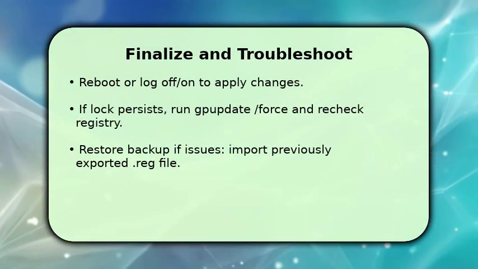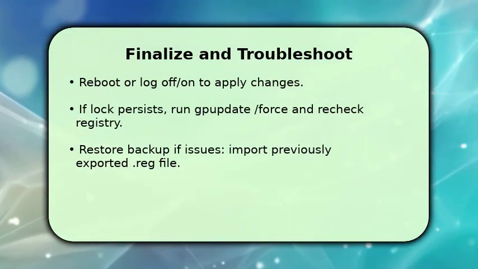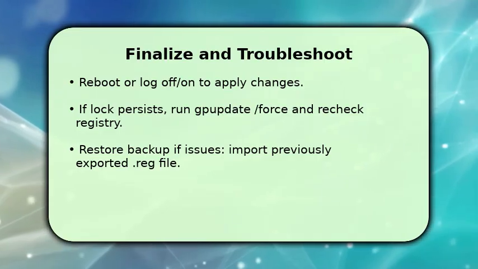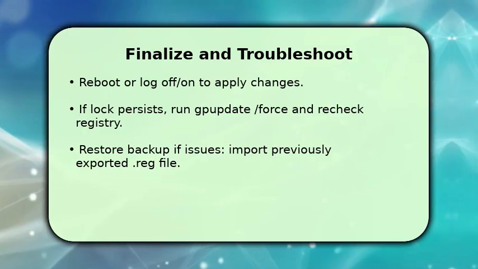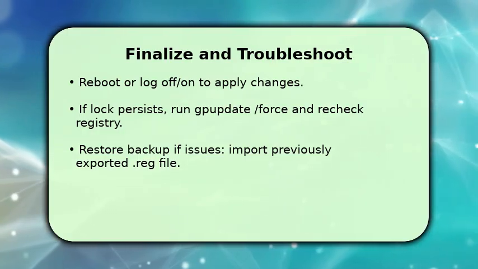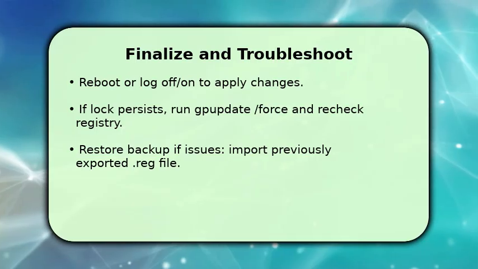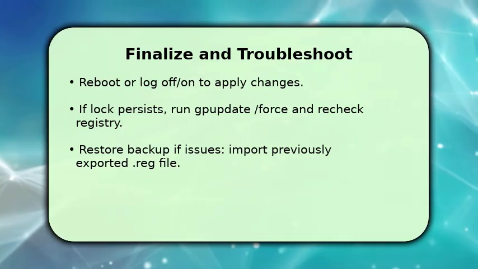To finish, reboot or log off and back on so Windows applies the new settings, then open Personalization to set a different wallpaper. If the lock still persists, run gpupdate /force in an elevated command prompt, wait, and recheck the registry keys and group policy state.